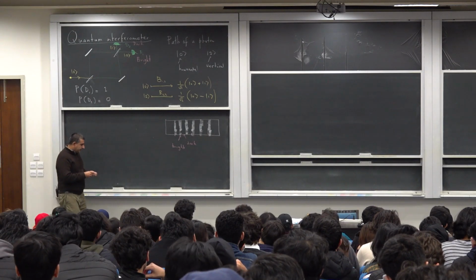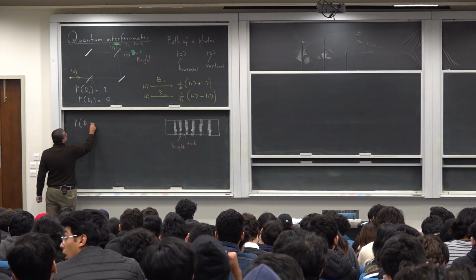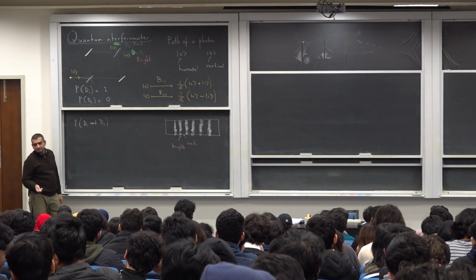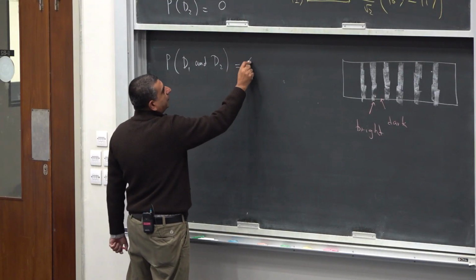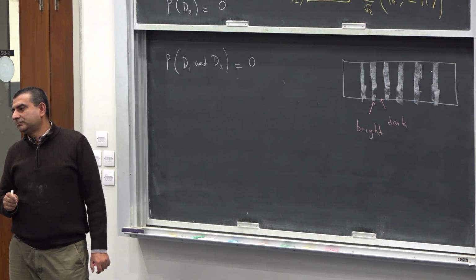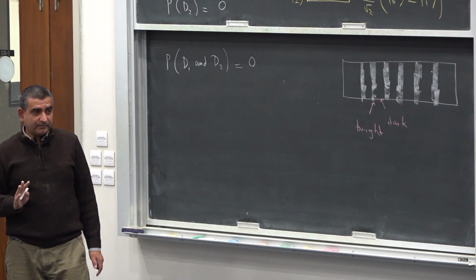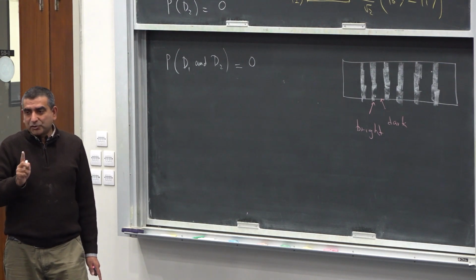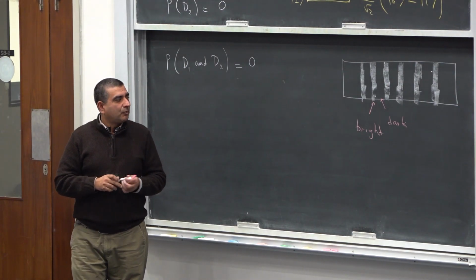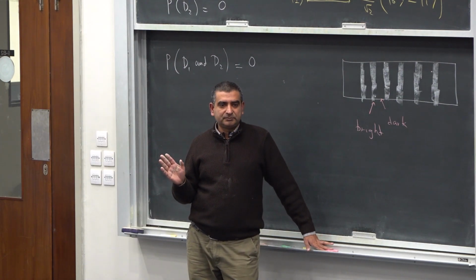we know that the possibility of D1 and D2 clicking is 0. So we never get a situation in which both the detectors click in one go. In one go, only one of the detectors clicks. Got it? So there is no simultaneous click on the two detectors. What does this tell us? This tells us that the photon cannot be split.